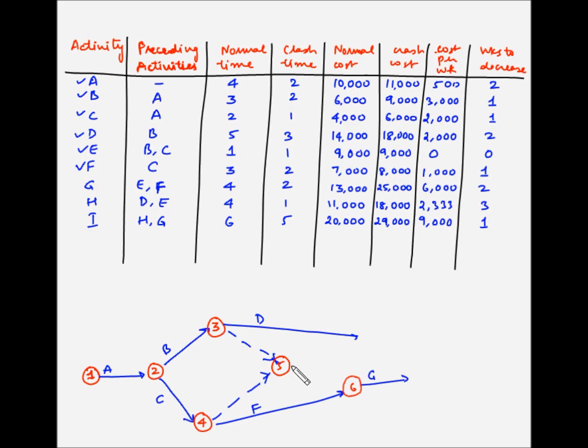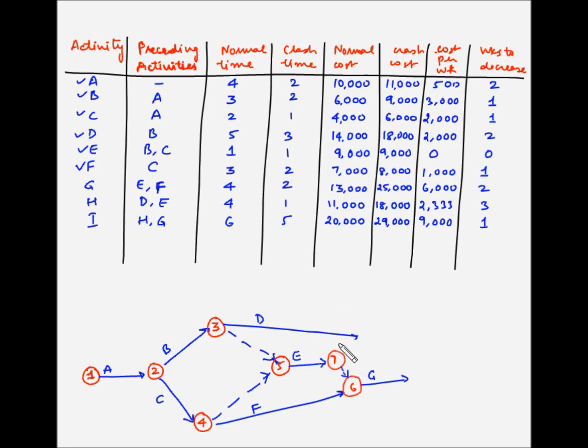So what we'll do is from 5 we will draw E, and we'll draw the ending node for E here. Let's say this is 7, and from this node we'll draw a dummy to node 6. So this means G is dependent on both E and F, and that's what we wanted.